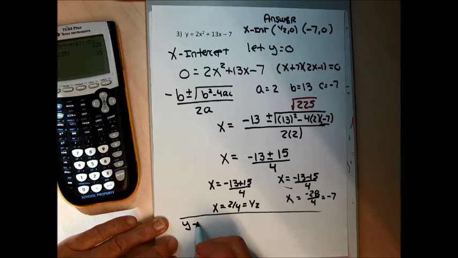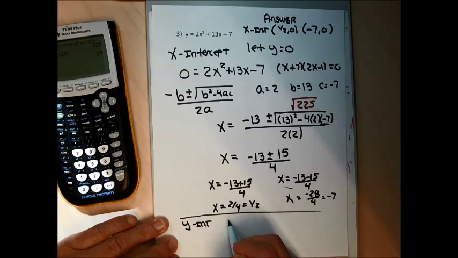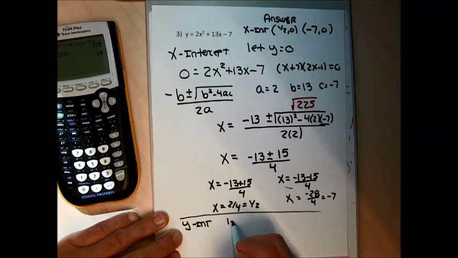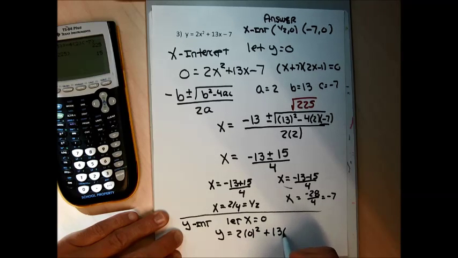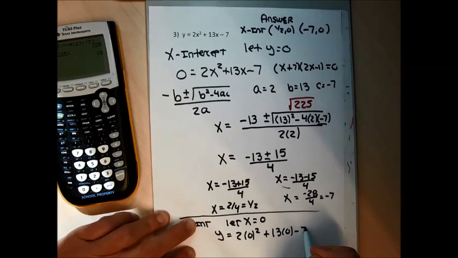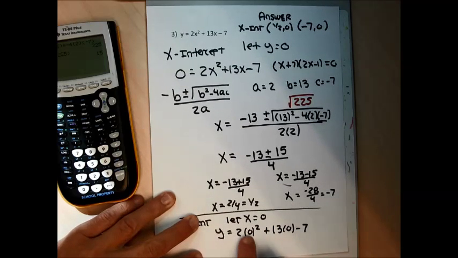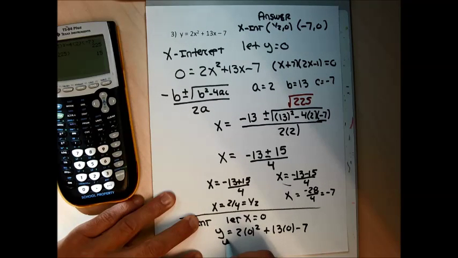The y-intercept part of this is easier. For the y-intercept, I plug 0 in for x, and I go y equals 2 times 0 squared plus 13 times 0 minus 7. This is going to be 2 times 0, which is 0. This is 13 times 0, which is 0. And that leaves me with 0 plus 0 minus 7. And that comes out to minus 7.